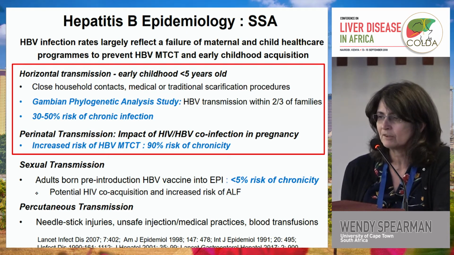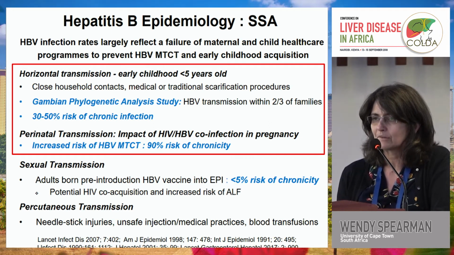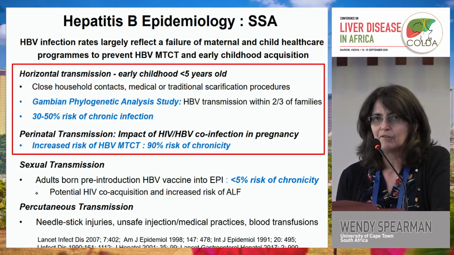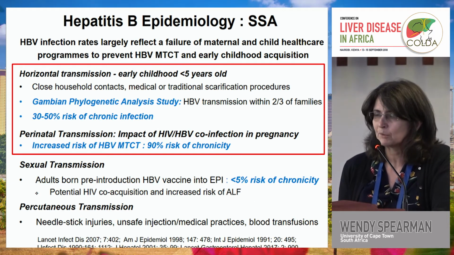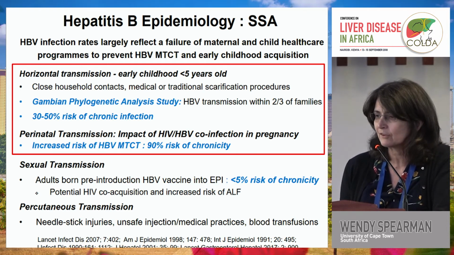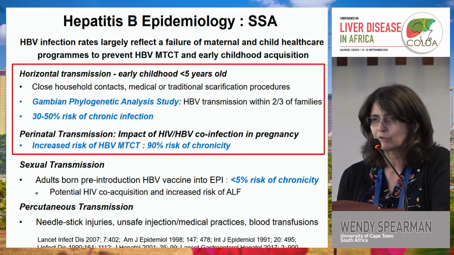A Gambian phylogenetic analysis study showed hepatitis B transmission occurred within 2/3 of families. Perinatal transmission is a problem, and particularly aggravated by HIV co-infection. But we need to remember that a number of adults who were born pre the introduction of the vaccine into the EPI still remain at risk of acquiring this sexually. And if they acquire HIV as a co-infection, there's an increased risk of acute liver failure. Unfortunately, percutaneous transmission with needle stick injuries, unsafe injection in medical practices, as well as blood transfusions, are still an important source of transmission.